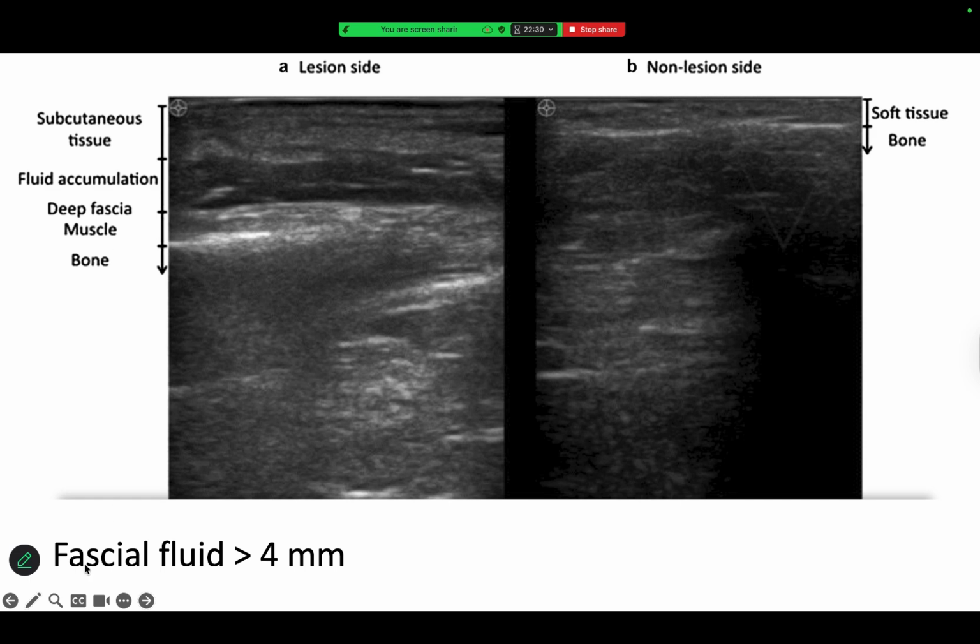When should we suspect that this soft tissue infection may be necrotizing fasciitis? One sign is fascial fluid. If you find fluid over the fascia layer of more than 4 mm, the case is suspected to be necrotizing fasciitis. So it is very important to check over the fascia to see if there is fluid accumulation and what the size is. If it is more than 4 mm, it may be necrotizing fasciitis, and we need to be more invasive, start antibiotics, and do a more sensitive imaging modality to rule in or rule out necrotizing fasciitis.